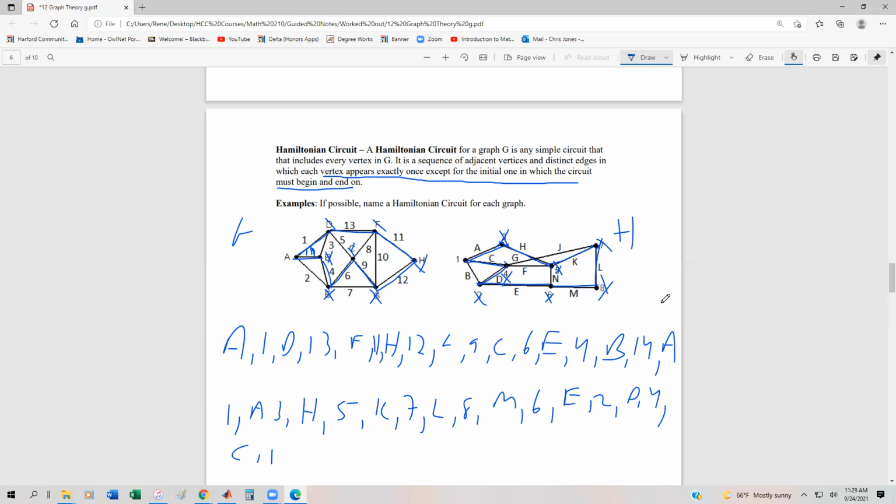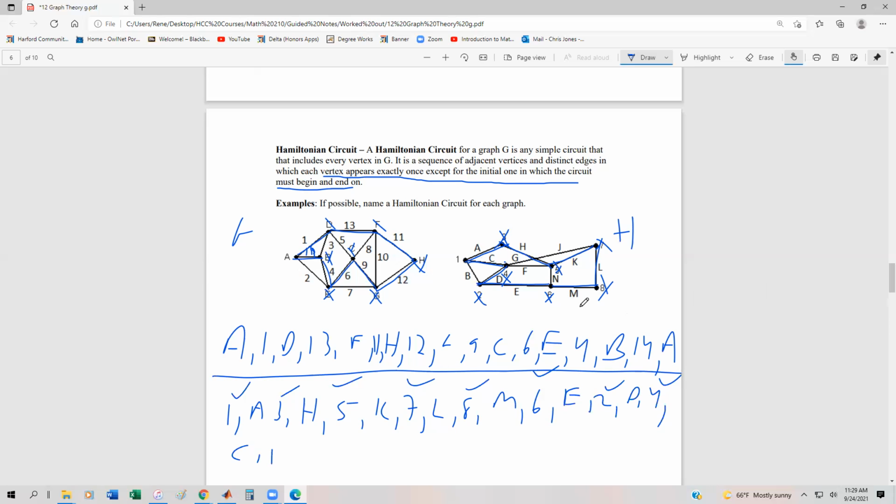And so what that does is that gives us vertex 1, we have 2, we have 3, 4, 5, 6, 7, and 8. So it's given us all 8 of the vertices inside of this graph H. So these are going to be our 2 Hamiltonian circuits for these 2 graphs.